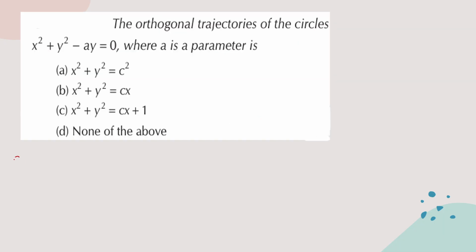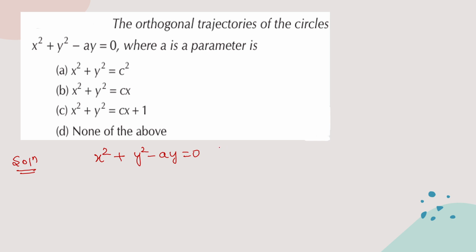A simple question is given here. You can see we have to find the orthogonal trajectory of these circles. It is an equation of a circle, of course: x square plus y square minus ay is equal to 0. And then what is it asking? To find the orthogonal trajectory.